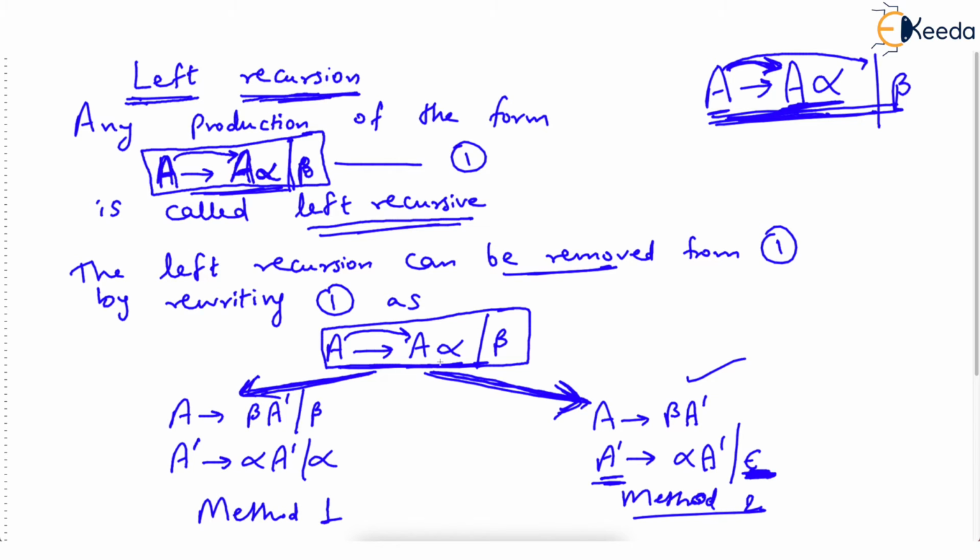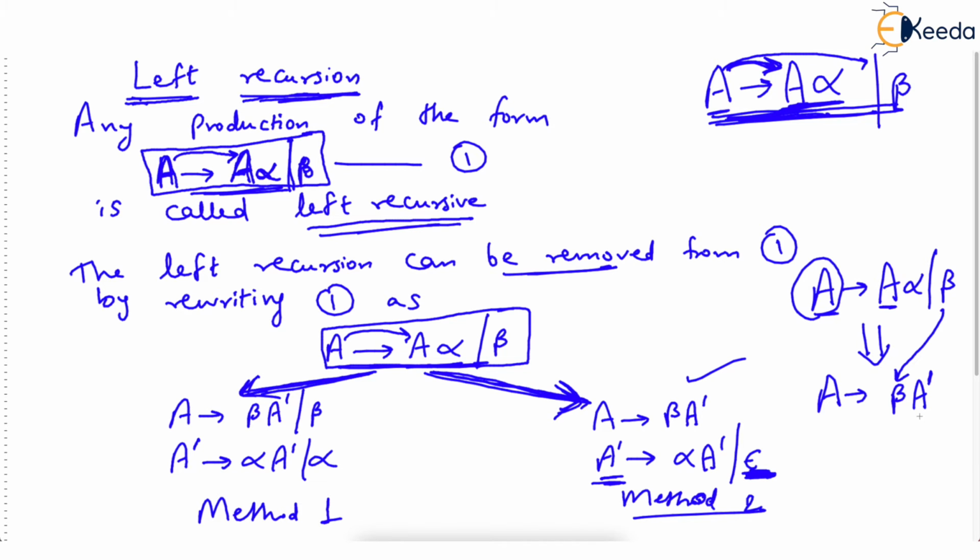Just observe, how do you rewrite A derives A alpha or beta? Now you know this contains left recursion. Then you rewrite the same thing as A derives, keeping the start symbol the same, beta A dash. A dash is a new non-terminal which was not there in our existing grammar. We have introduced this new non-terminal, or you simply put beta. That means the component beta is just kept, A derives beta, as in our original grammar.